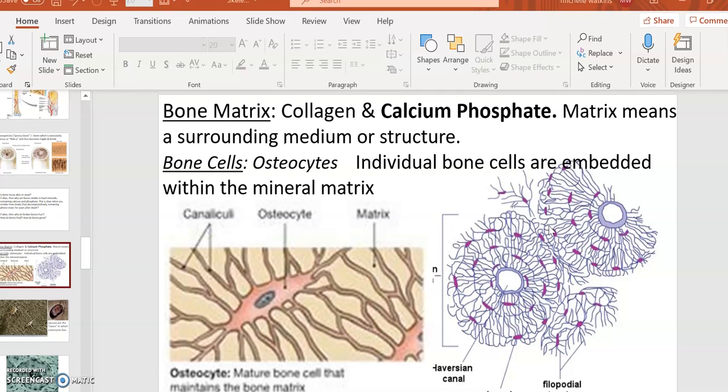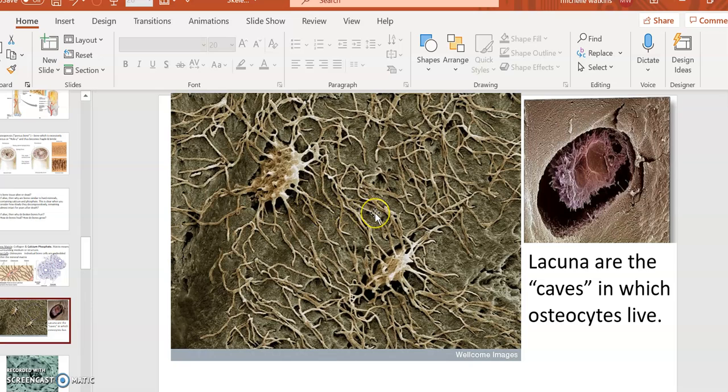First, I wanted to show you a real photograph because it's so cool. It's so surprising, I think. This is really a photograph of bone. So the matrix is this rock-like stuff, right? That's the background. These are the bone cells. Here's another one. And they live in, they're like little caves that they're found in, right?